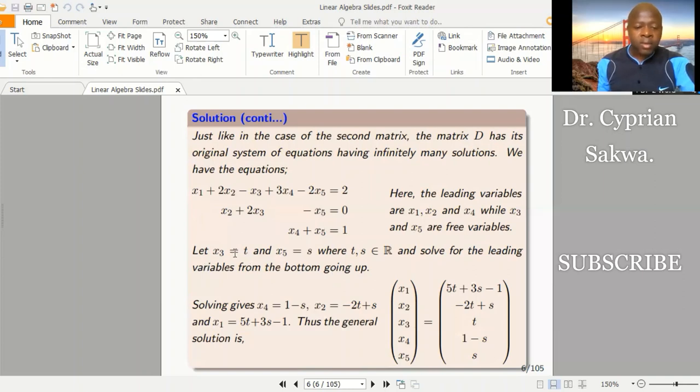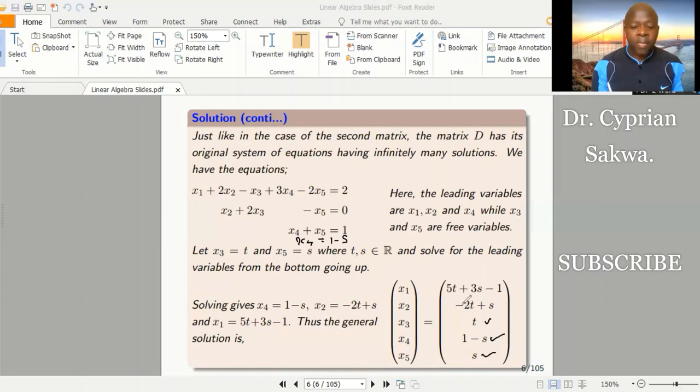So as we said earlier, we would equate the free variables to parameters. So let x3 be t and x5 be s, where s and t are real numbers. And then solve this system, beginning from the bottom going up. So make x4 the subject. When you make x4 the subject, you find that x4 is equal to 1 minus x5. But x5 is s, so it'll be 1 minus s. So that's the value for x4, 1 minus s. And that's what I have here. I have already inserted the values of x5 and x3. x3 is t and x5 is s.